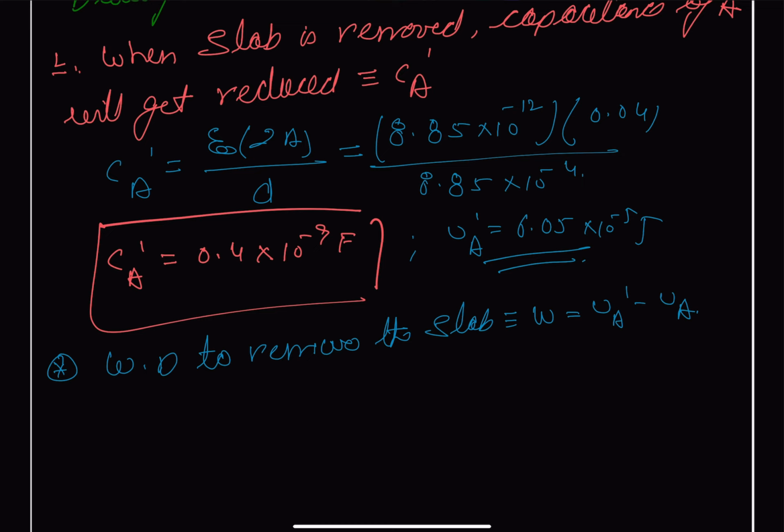And now we can just substitute the value. We get work done will be equal to 6.05 minus UA, which we've already found out is 1.21 into 10 raised to the power minus 5, which gives us that the work done is equal to 4.84 into 10 raised to the power minus 5 joules.